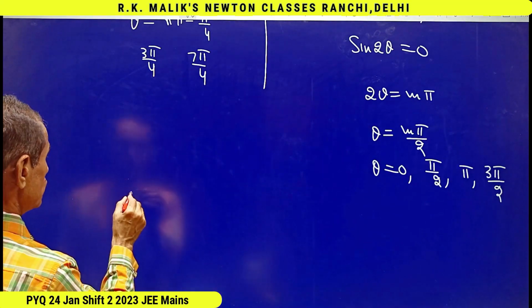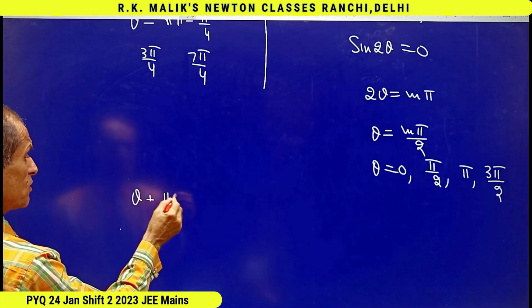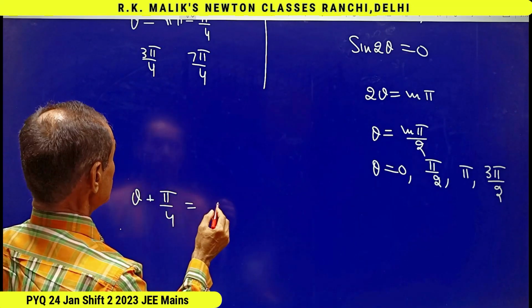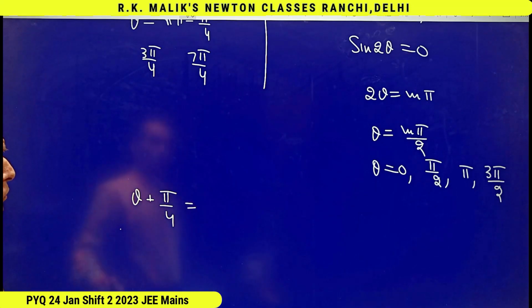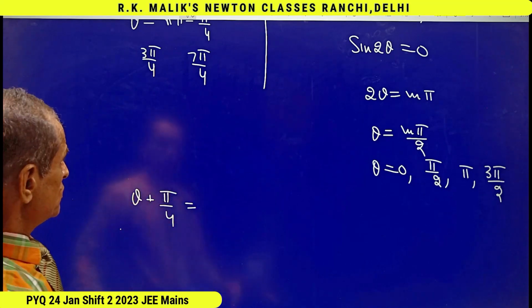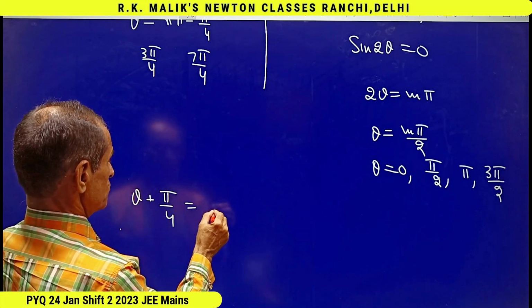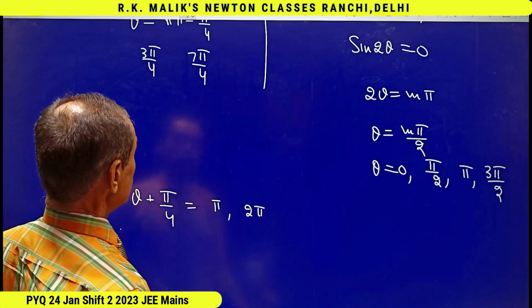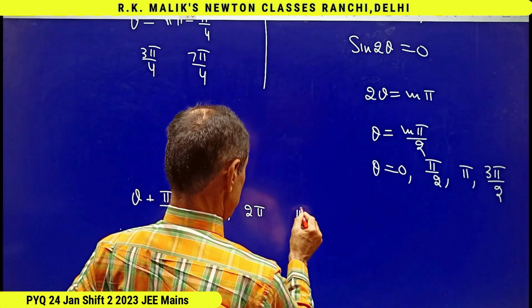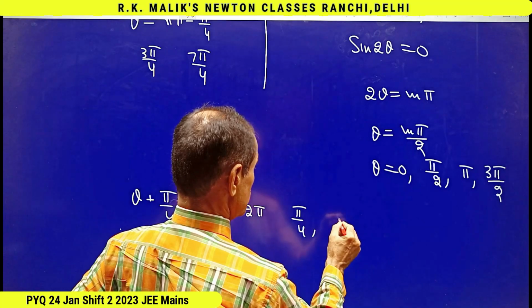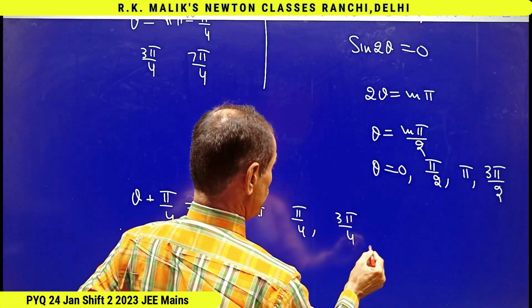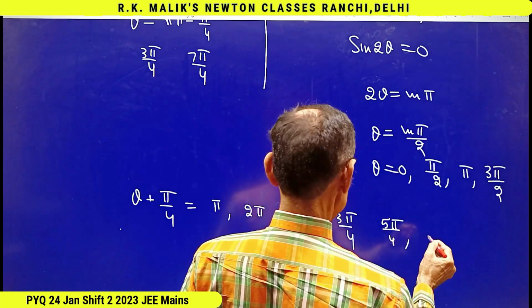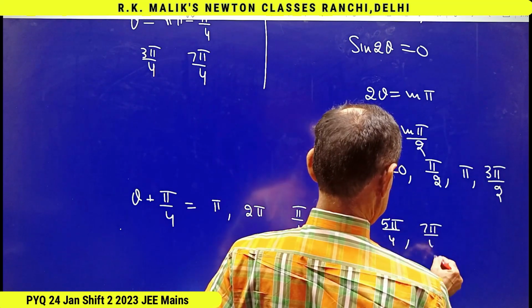Hence, the possible values of theta plus pi by 4 are, adding pi by 4 to all these values, pi, 2 pi, pi by 4, 3 pi by 4, 5 pi by 4 and 7 pi by 4.